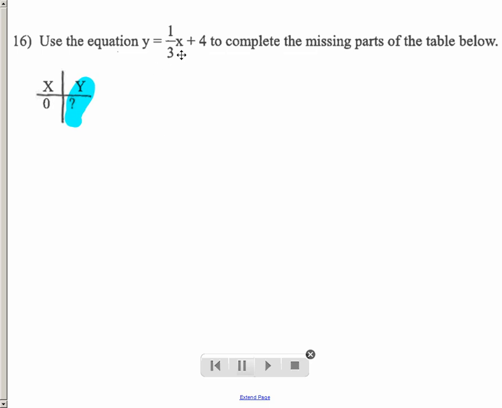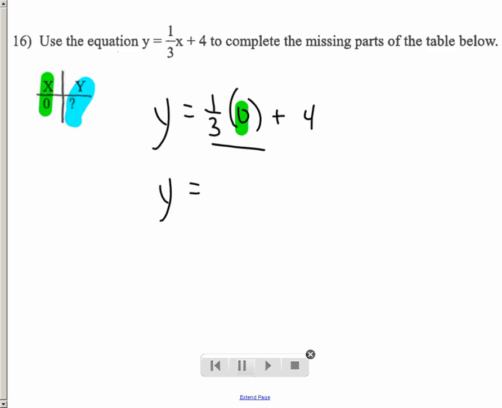Now, we want to go find y again. So y equals 1/3 times x. What did they say x was? X, they said, was 0. So that's why I made that x is 0. 1/3 times 0 plus 4. Well, 1/3 times 0 is 0. And 0 plus 4 is 4. So y would equal 4.